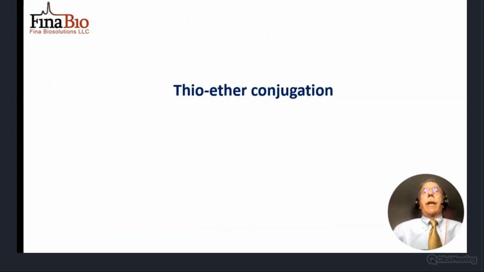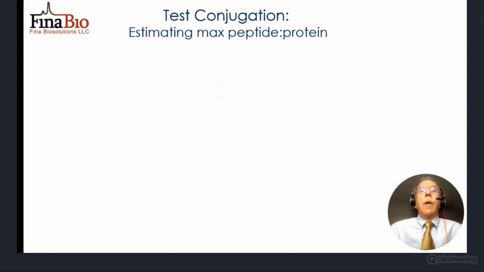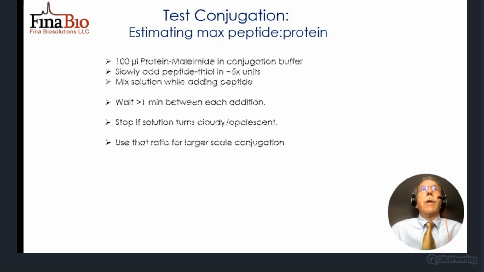We're almost ready to start the actual conjugation. Before you commit your valuable peptide to the conjugation project, you should do a test conjugation. That way you can estimate the maximum amount of peptide you can add to your protein without there being precipitation. To do this, we will typically start with a known amount of protein, so say 100 microliters of your protein maleimide in the conjugation buffer, and add 5 moles of the peptide thiol per mole of protein.